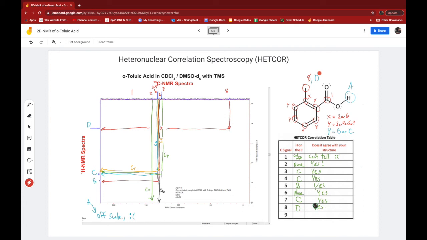Looking good. And so my only comment is I wish I did not cut off the acidic hydrogen.